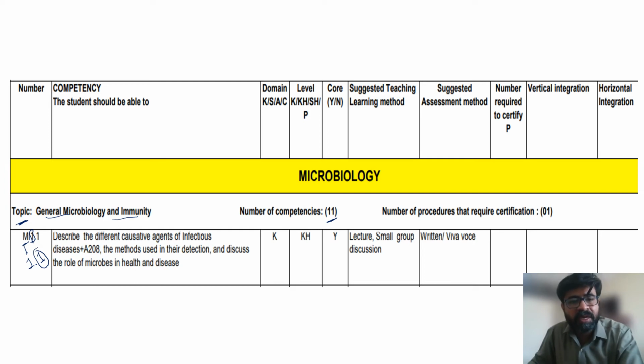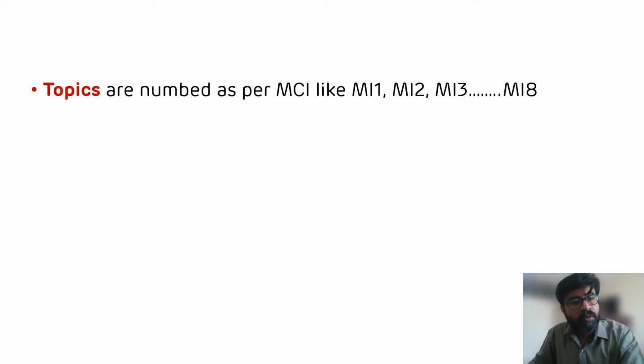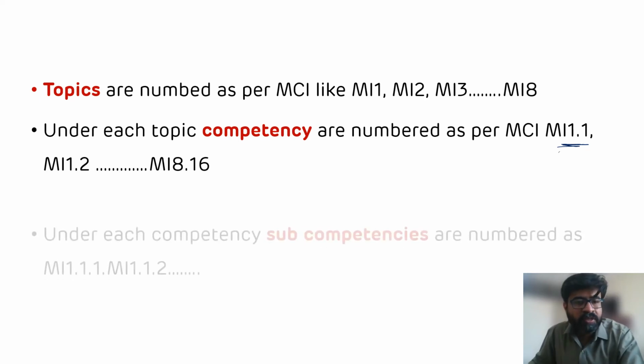And these are the domain level, and whether this competency is a core competency, meaning students must learn this, right? The suggested teaching-learning method and how teachers can evaluate these competencies, the methods for assessment, are also mentioned. Again, topics are numbered as MI1, MI2 up to MI8. Under each topic, competencies are numbered like MI 1.1, MI 1.2, up to MI 8.16.